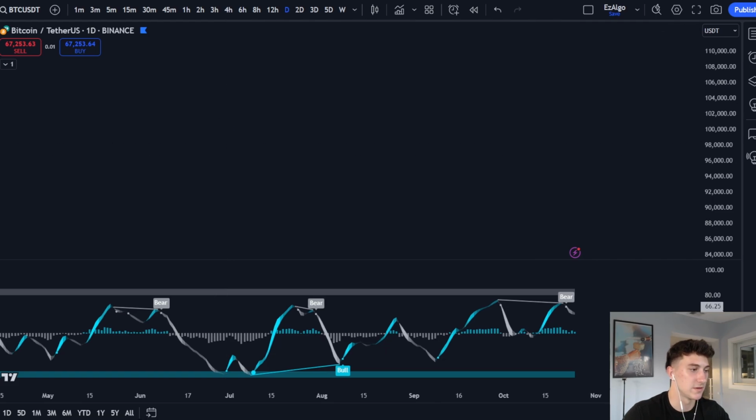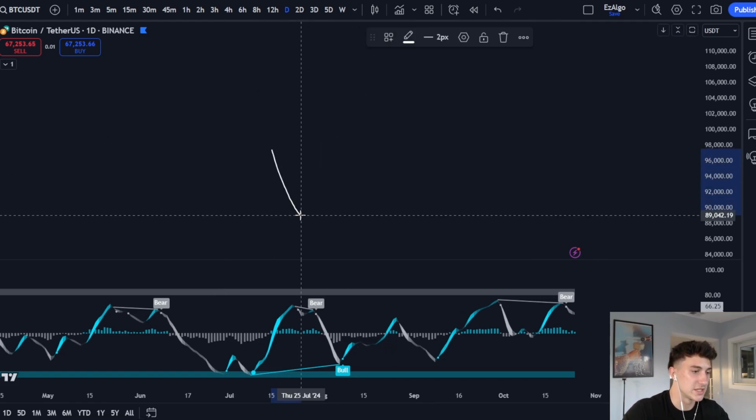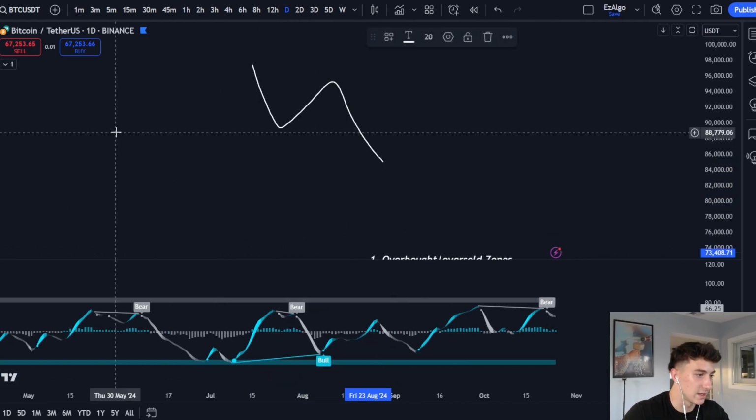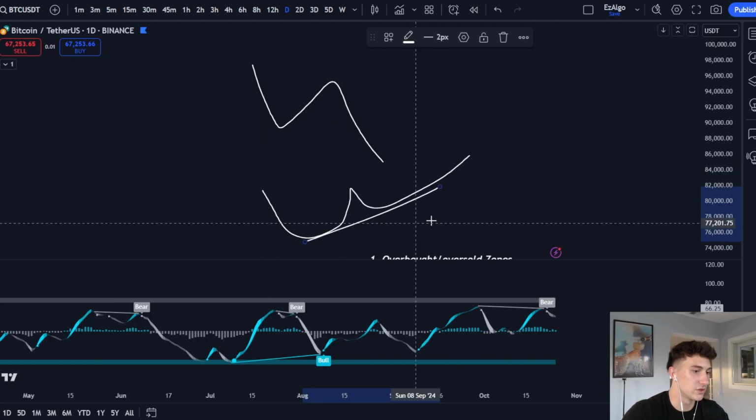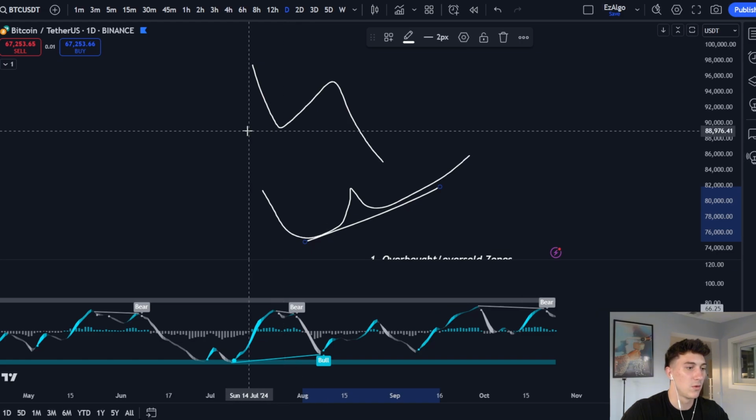Now, obviously it's going to be the opposite for a bullish divergence, right? If price is making a lower low and momentum is making a higher low like this, you can see that these are doing the opposite. Momentum is moving up while price is moving down.